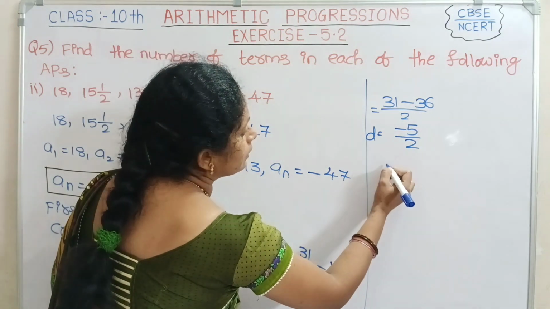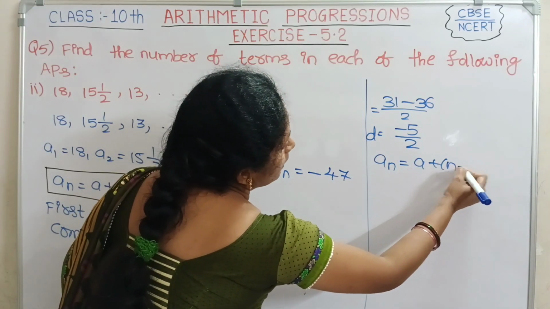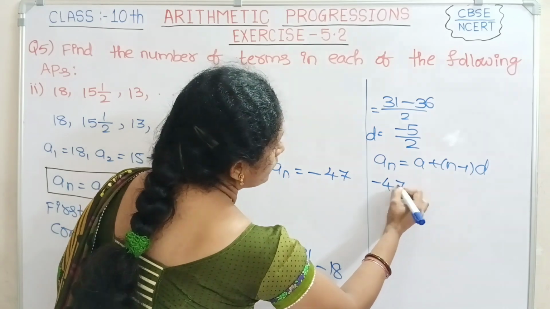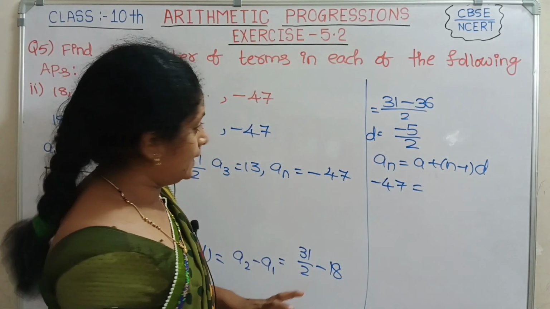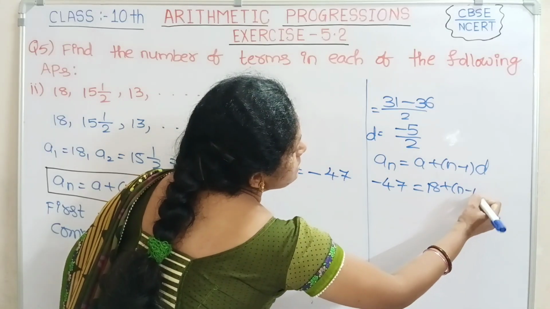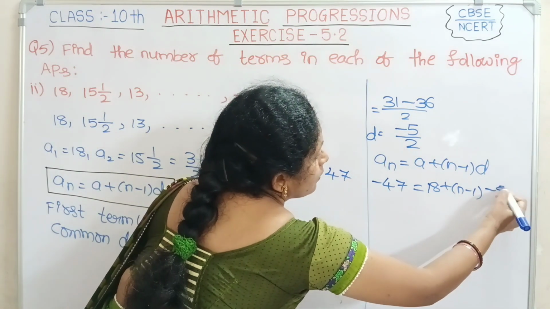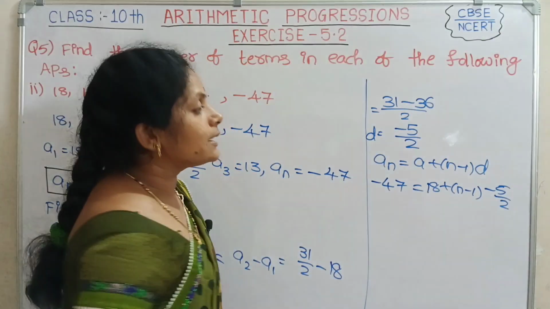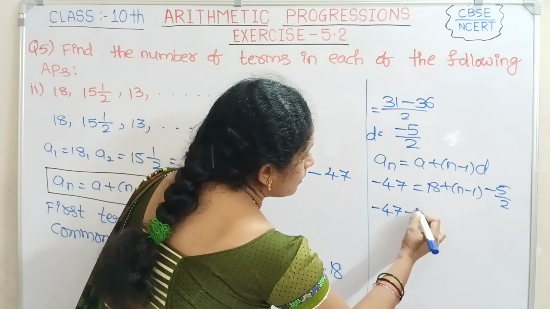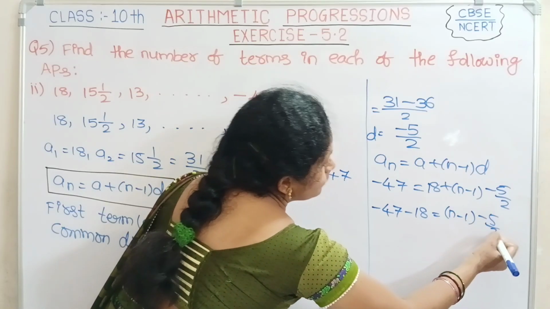Let us substitute here. an is equal to a plus n minus 1 into d. an is minus 47 is equal to a is 18 plus n minus 1 into d, the value is minus 5 by 2. Send this plus 18 to the other side. It will be minus 47 minus 18 is equal to n minus 1 into minus 5 by 2.